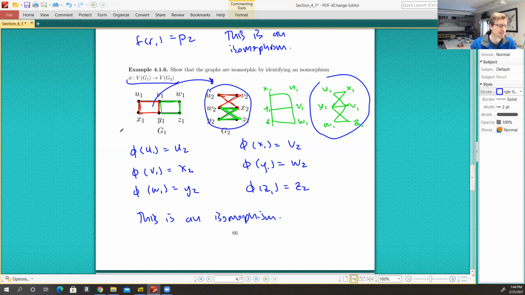Excellent. So that's all I wanted to share in this video. And the next one will continue to look at isomorphisms, but in particular, we'll look at some situations where things are not isomorphic. And we'll look at how to show that two graphs are not isomorphic, that they're not the same.